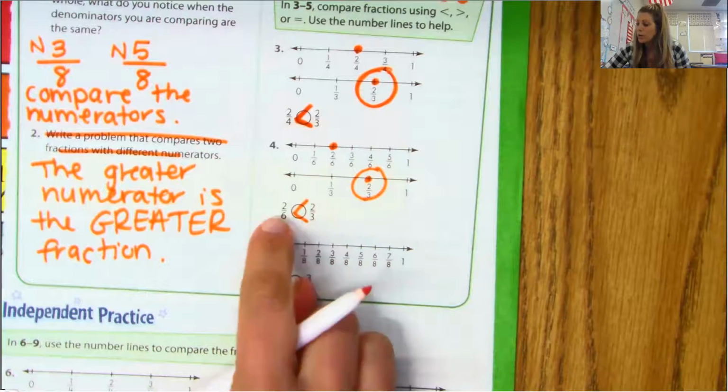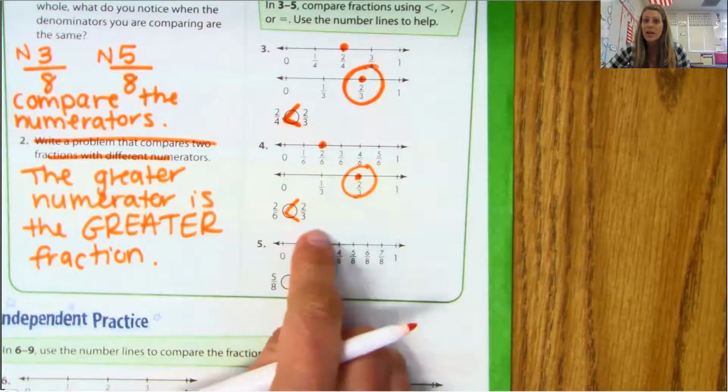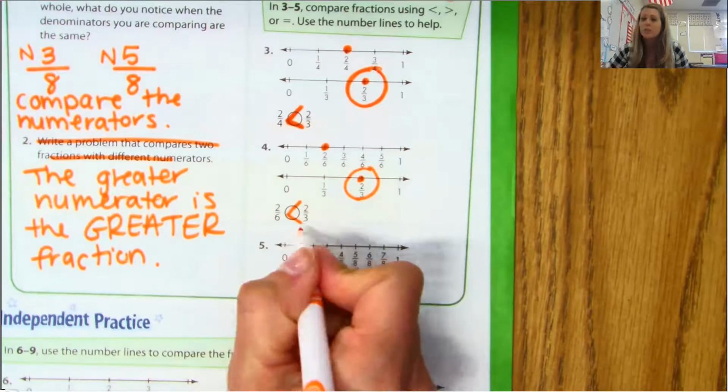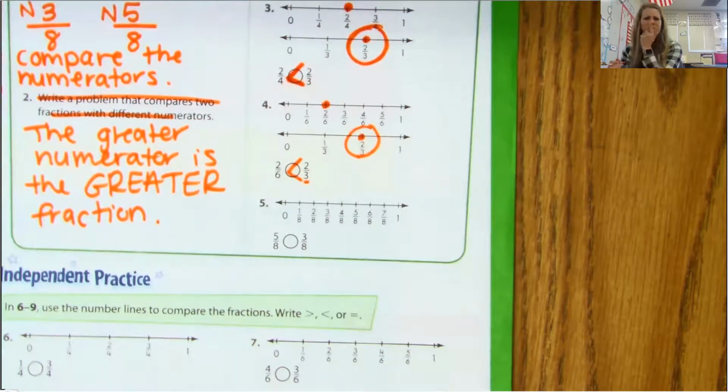Okay, what did we notice? The numerators were the same. So we look at the denominators and we pick the smaller denominator because that's the greater fraction. And I'm sure I sound like a robot, but remember it, let it brew in your brain so you don't forget it, okay?